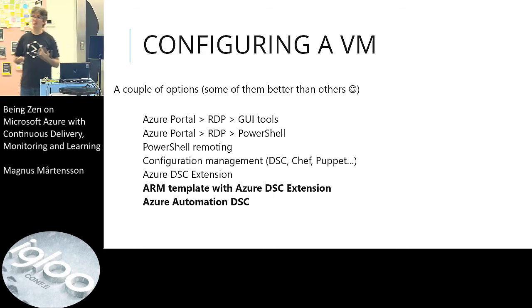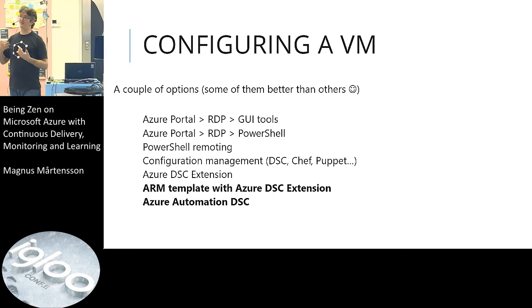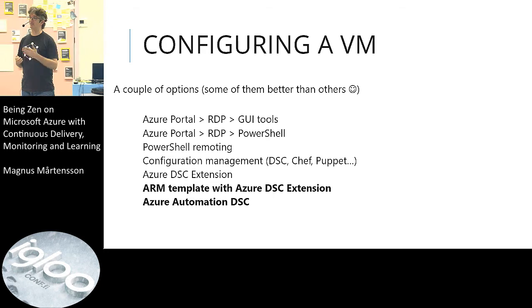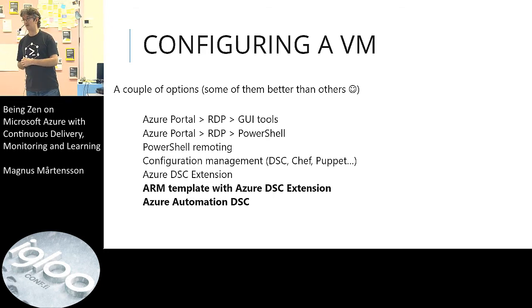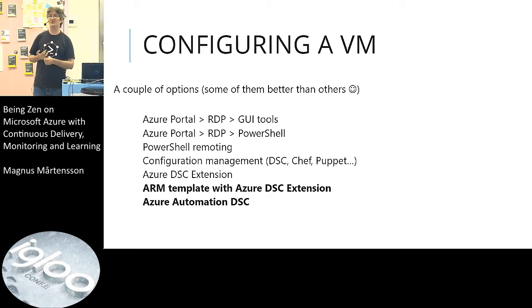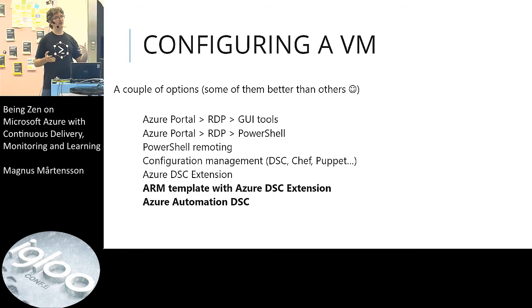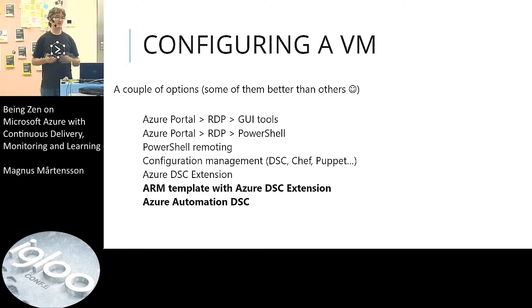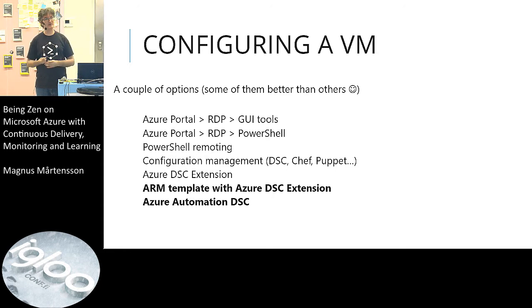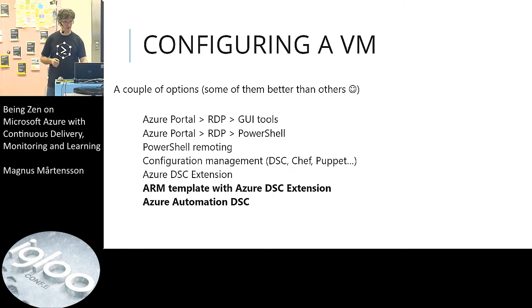Or you can move to a modern way of configuring machines and use one of the configuration management systems. So you can use Desired State Configuration or Chef or Puppet, depending on whether you have that already. Chef and Puppet used to be very popular in a Linux environment. Now they are also gaining momentum with Windows, especially because they work together with DSC. And we will talk about DSC very shortly.